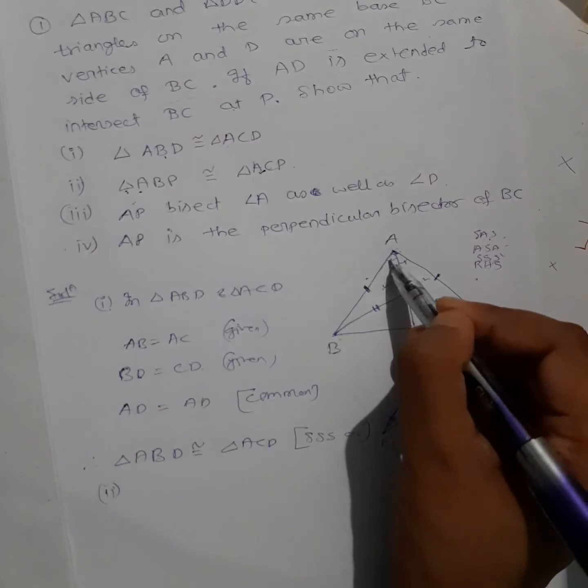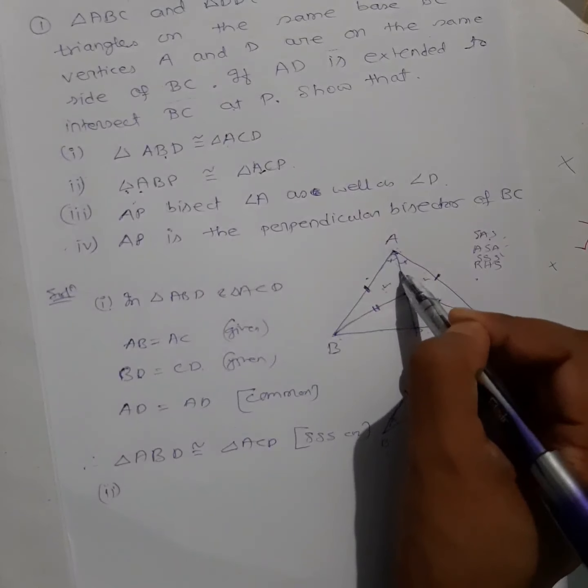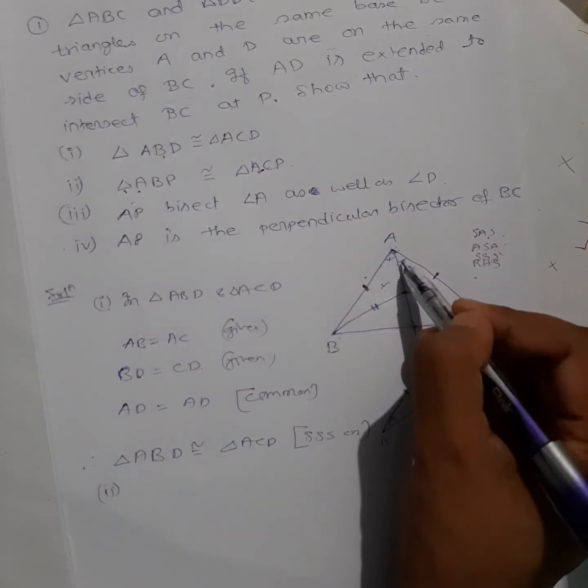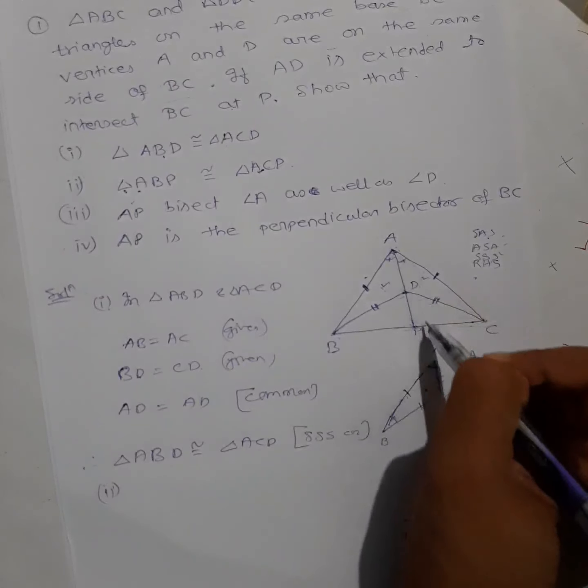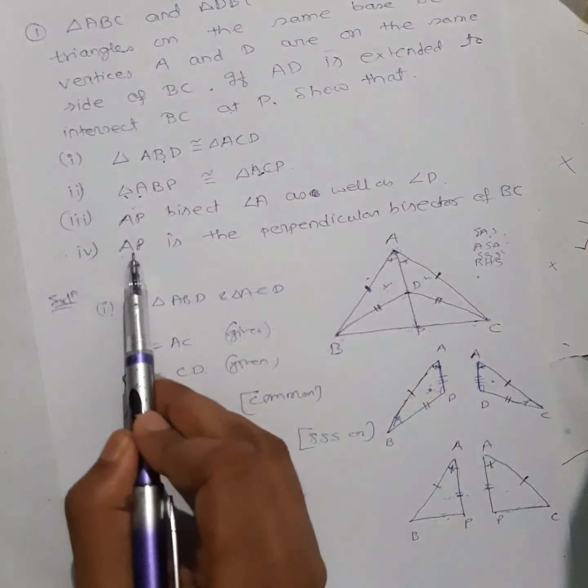Can we say that, because these are equal, right? When will it be equal? Obviously when this bisects, cuts from the middle, right? So this I can say. Why am I saying this? Because your question number 4 is that only.